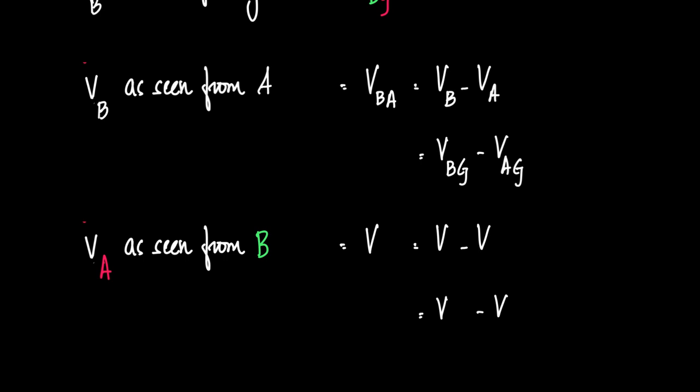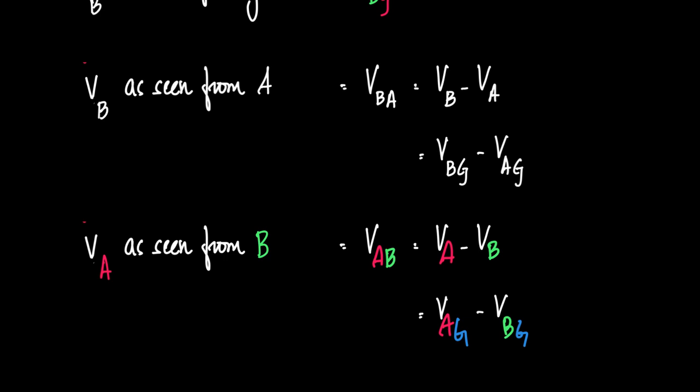The opposite of this, which is velocity of A as seen from B, now let's write it down. What would that be? It would be velocity of A as seen from B equal to velocity of A minus velocity of B, which is velocity of A with respect to ground minus velocity of B with respect to ground. I hope that makes sense.